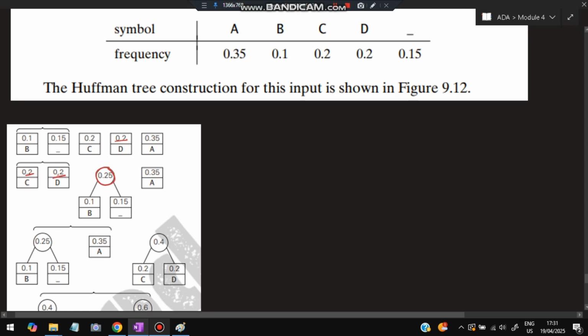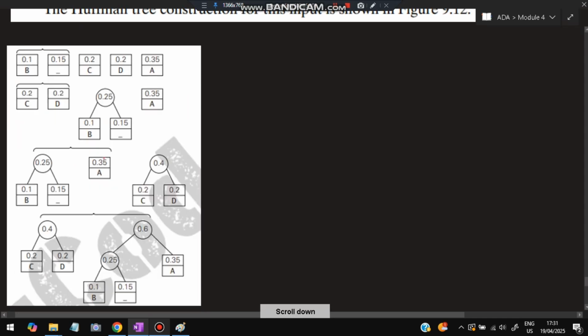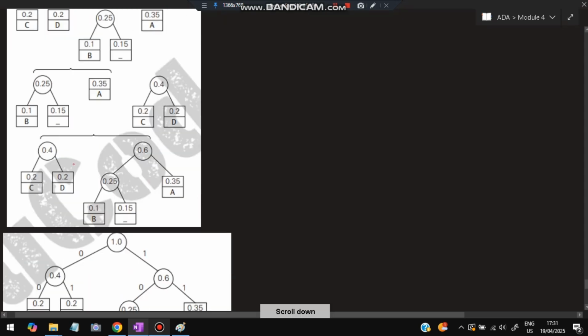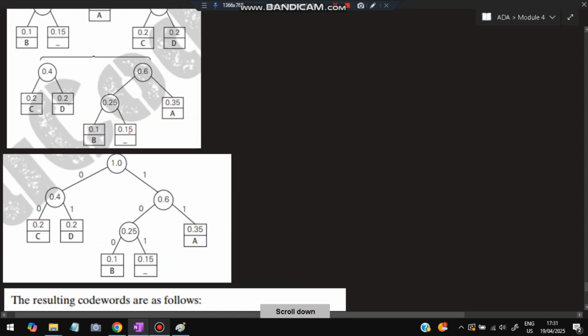Now the smallest two are C and D, and 0.35 will remain here only. When we combine these two, we get 0.4, which is greater than the others, so we keep it at the end. The smallest two are now 0.25 and 0.35. Again we combine these two, and we get 0.6. Between 0.6 and 0.4, 0.4 is smaller, so we keep it here, and 0.6 is greater, so we keep it here. Next, 0.4 and 0.6 combine to become 1, and it forms a graph.